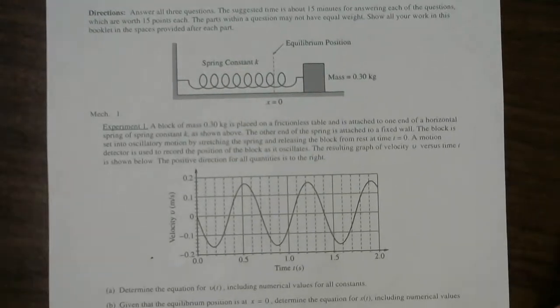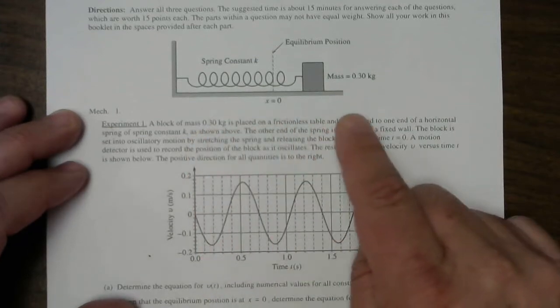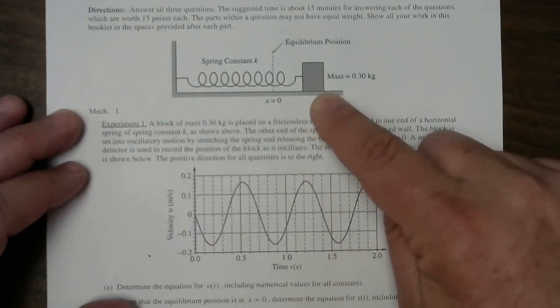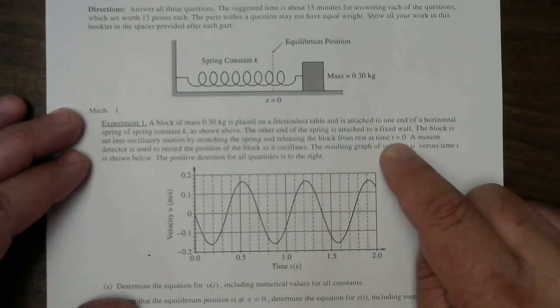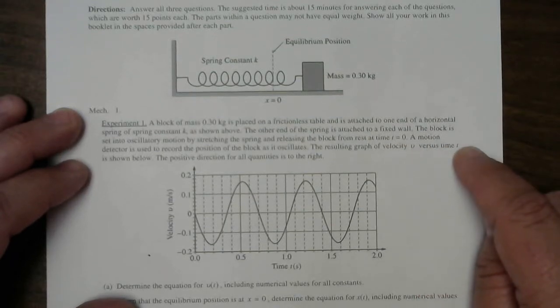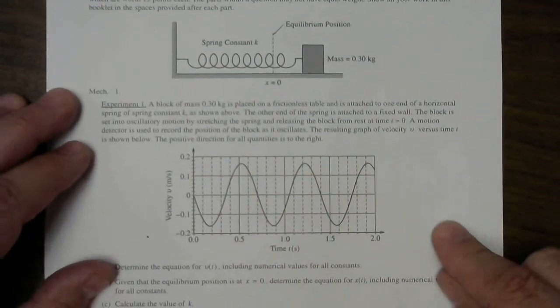And they give you some information. They tell you that the mass of the block is 0.3 kilograms, and that it is pulled away from its equilibrium position at time equals 0, and then they have a graph of the velocity that's going to happen. Let's just take a look at this graph of velocity.